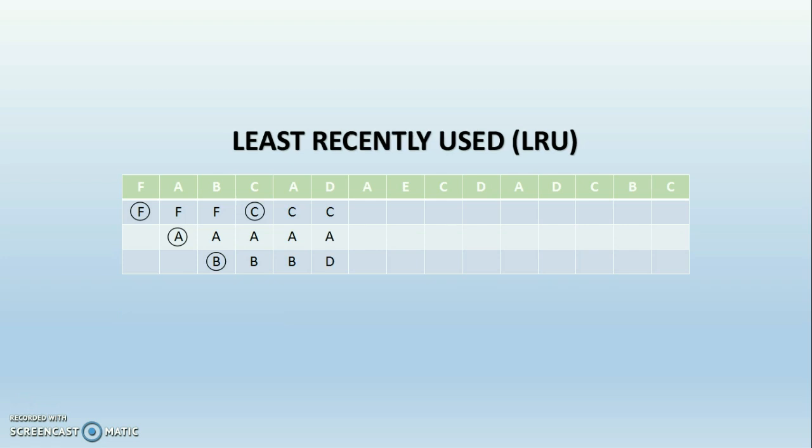Now page D is needed. But page D is not in main memory, so we need to choose the victim page again. There are C, A, and B. As we can see, page A is the most recently used, followed by C, then B. So B will be selected as the victim page.